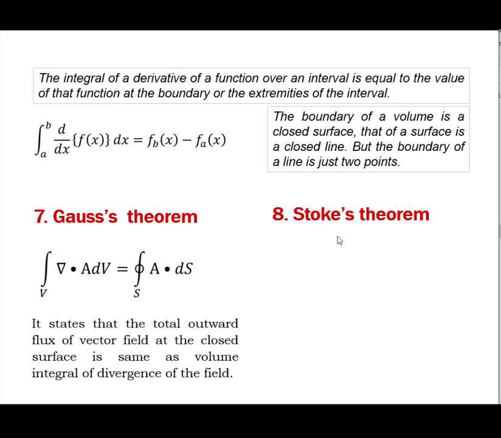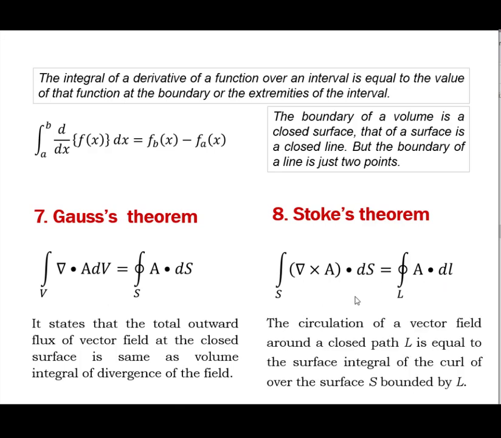Next, Stokes theorem is given by this equation, and it says that the surface integral of the curl of a vector field is equal to the closed line integral of that vector field over the path which encloses the surface. In reverse, the circulation of a vector field around a closed path L is equal to the surface integral of the curl of the given vector field over a surface S bounded by this path L.